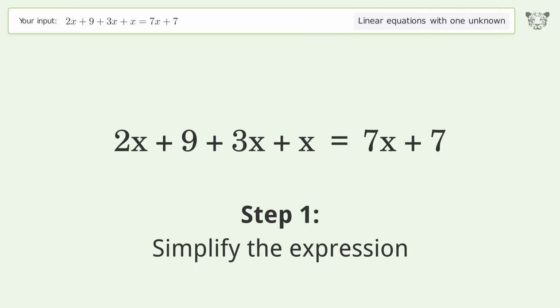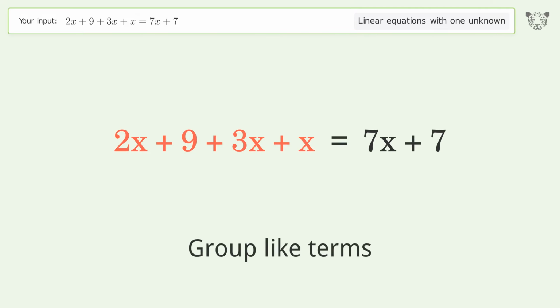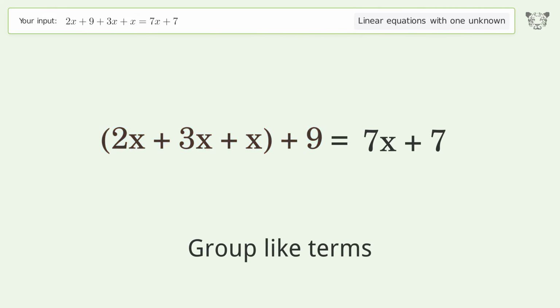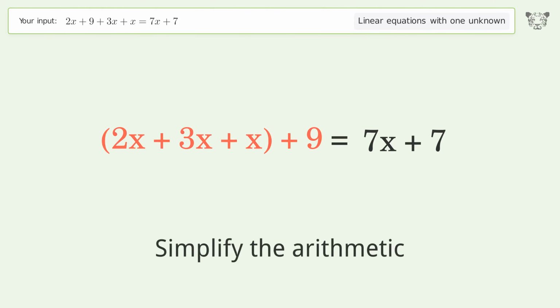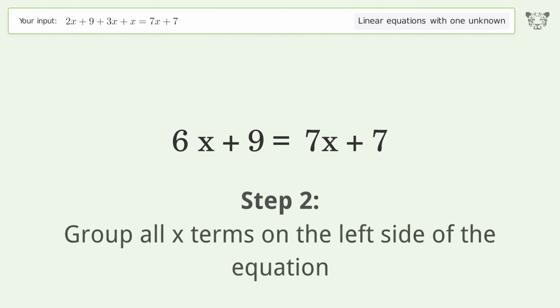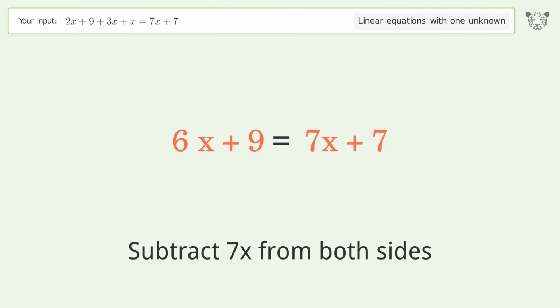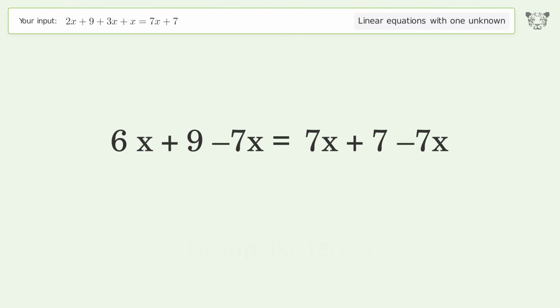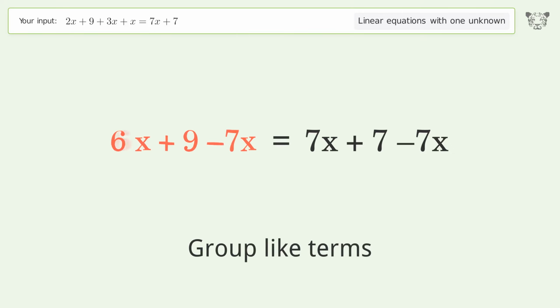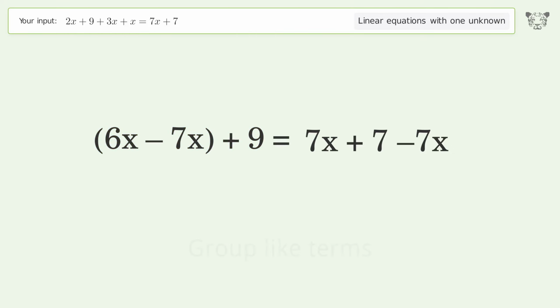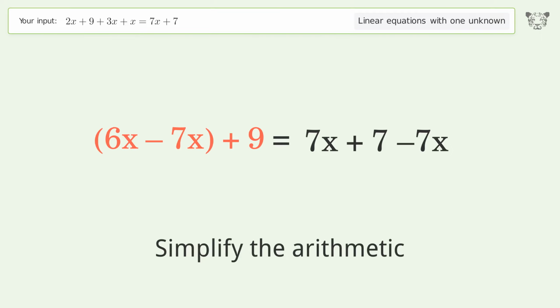Simplify the expression. Group like terms. Simplify the arithmetic. Group all x terms on the left side of the equation. Subtract 7x from both sides. Group like terms. Simplify the arithmetic.